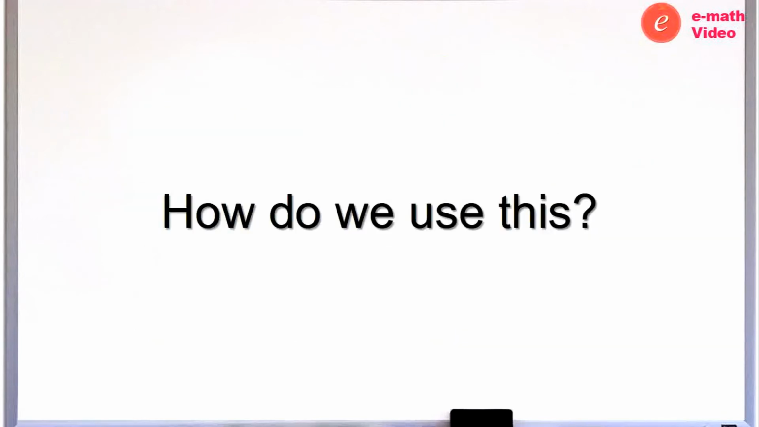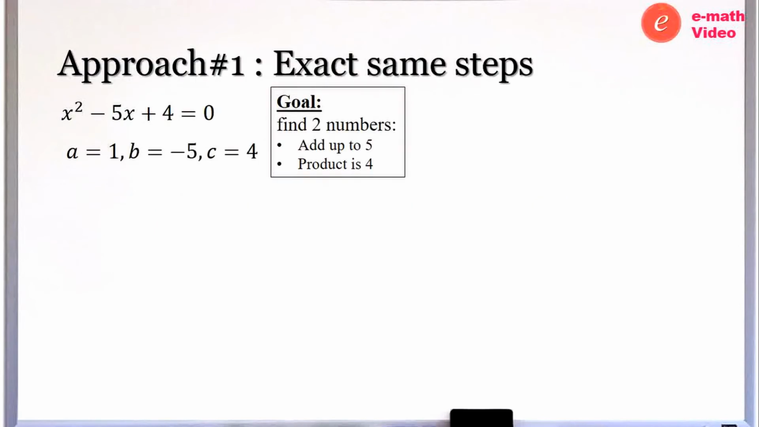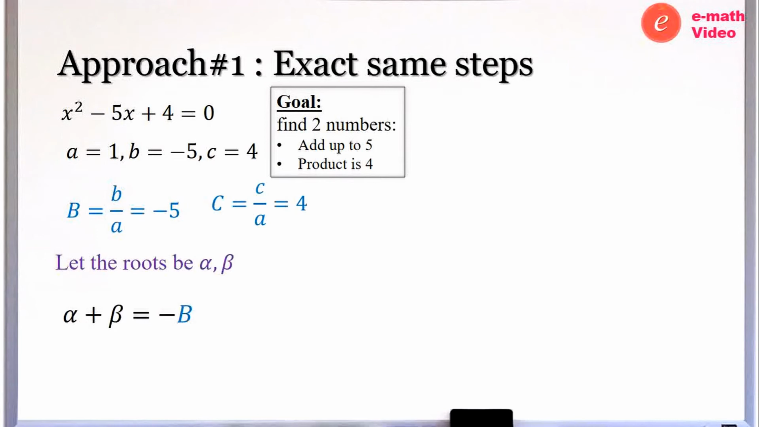How do we use this? We try to approach this equation with the exact same steps. Always remember, our goal is to find two numbers that add up to 5, and the product of these two numbers is 4. Let capital B equal b over a, which is -5, and capital C equal c over a, which is 4. Let the roots be alpha and beta. Sum of roots is -b. Alpha plus beta is 5.